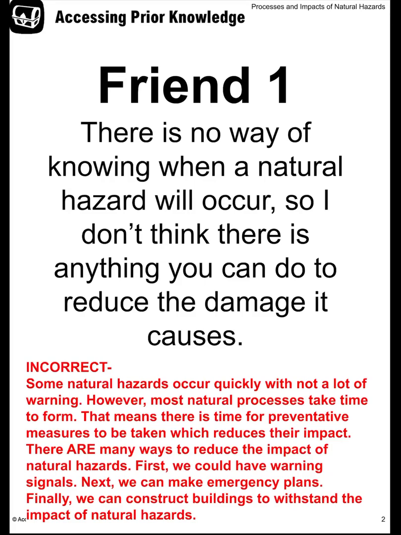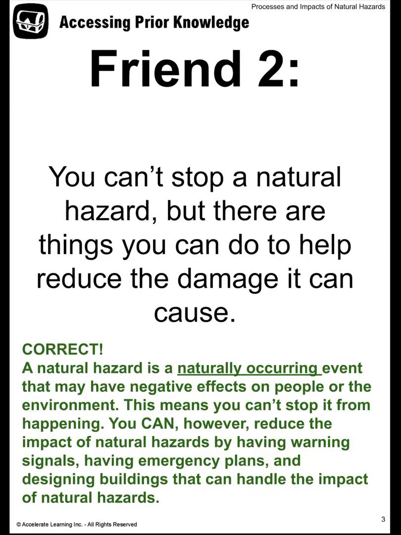Friend number 1 was not correct. Friend number 2 was correct. Friend number 2 said you cannot stop a natural hazard, but there are things you can do to reduce the damage it can cause. So this was true. It was correct. A natural hazard is a naturally occurring event that may have negative effects on people or the environment. This means you can't stop it from happening.